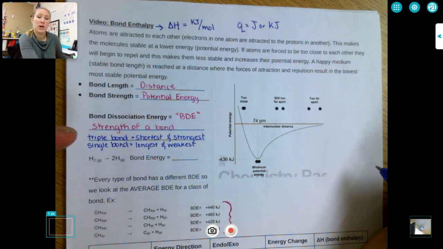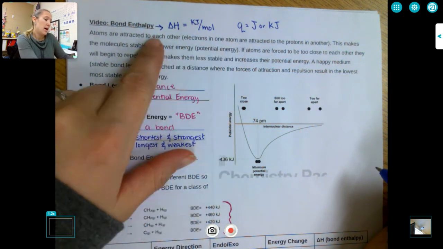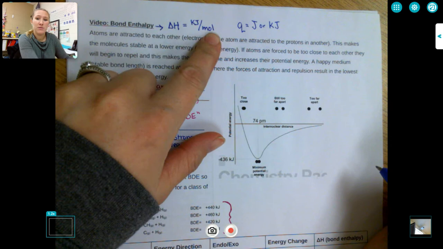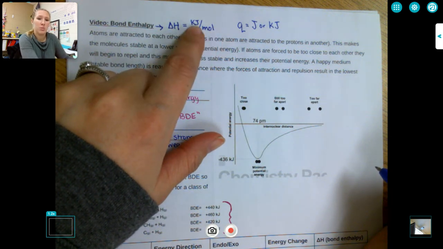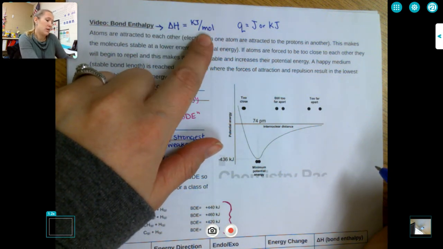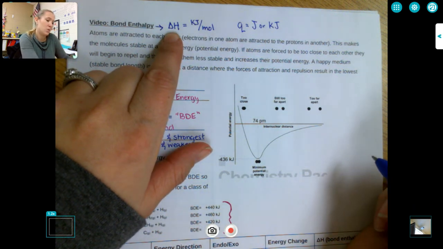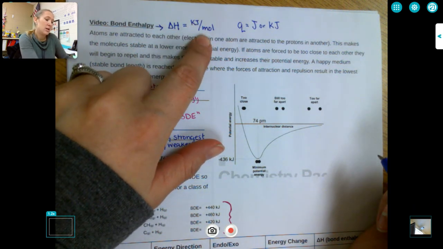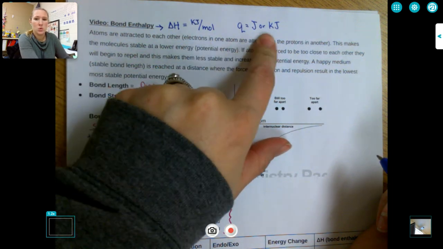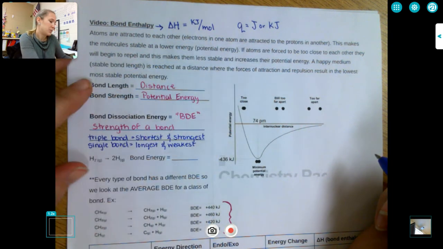So if we're using 1 gram of something, we say this is how many joules we get out. That's our Q. But when we're looking at it in terms of moles, like the molar enthalpy, then we have kilojoules per mole, and that's delta H. So just a little nuance as to what you're looking at. So delta H, kilojoules per mole. Q is just in joules or kilojoules.